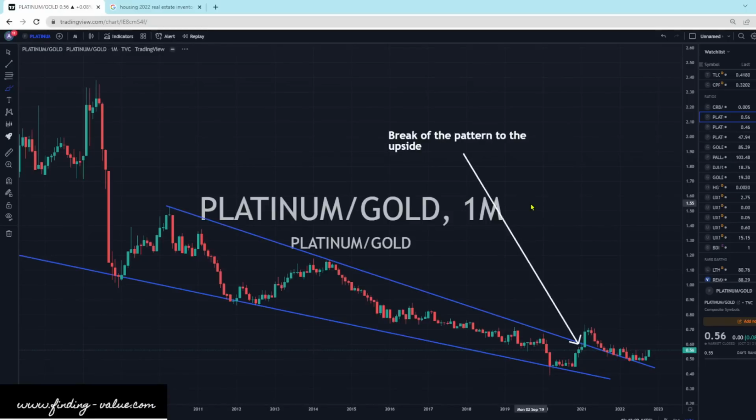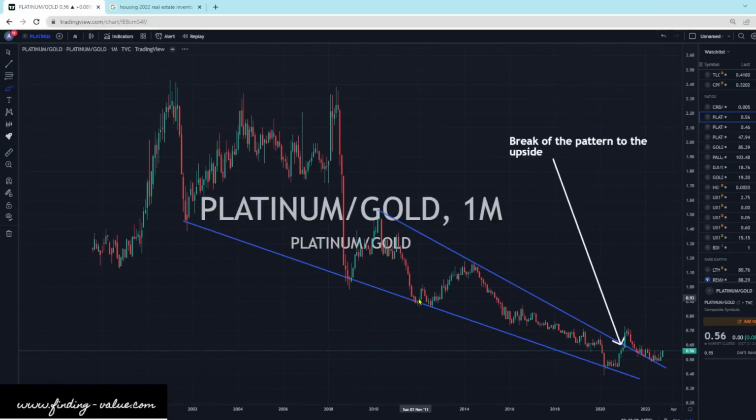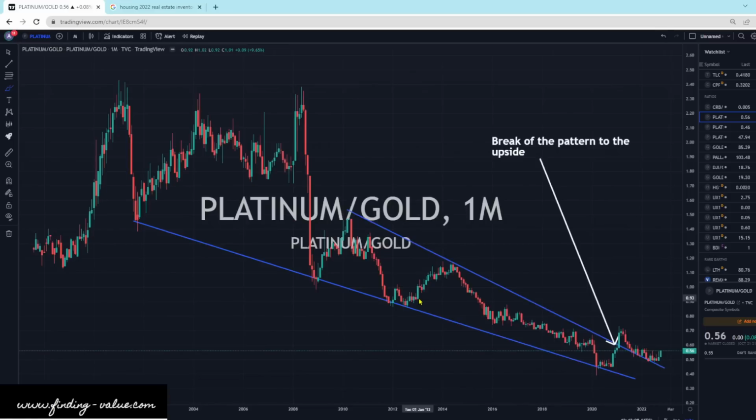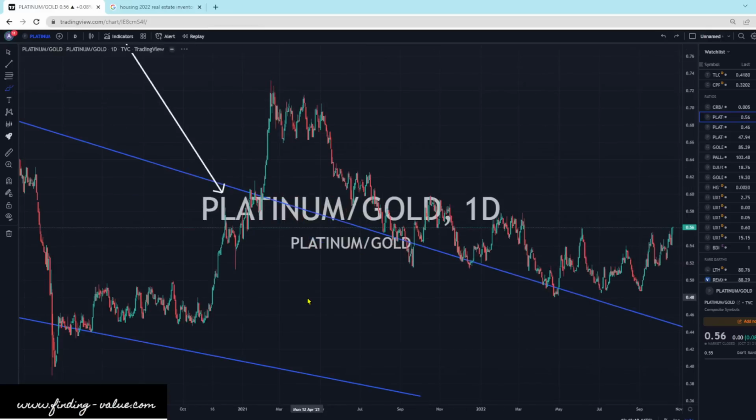We've got platinum to gold ratio. This thing's looking fantastic. Platinum is definitely the one that I like the most given a ratio perspective. We've broken out, we've come on back, and we're starting to move again. We've seen great strength here this past week, and it's looking pretty good for platinum to outperform gold.